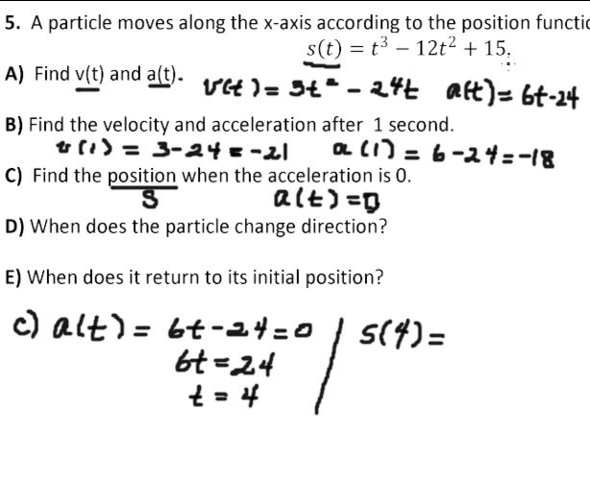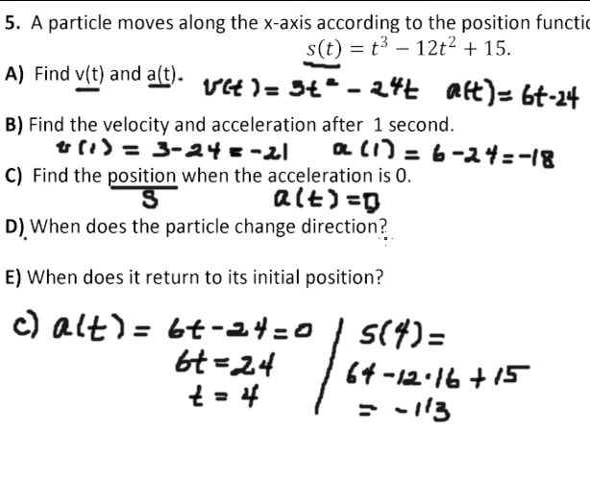Here's s. We're going to substitute into this function right here. Okay, so we have s of 4 is equal to t cubed, that's 4 cubed, 64, minus 12 times 16, plus 15. And that comes out to minus 113.